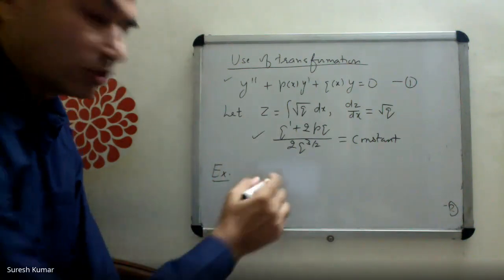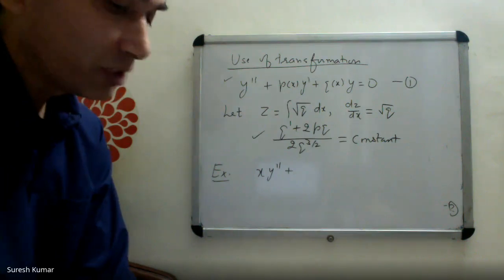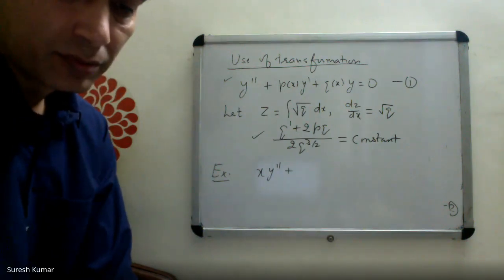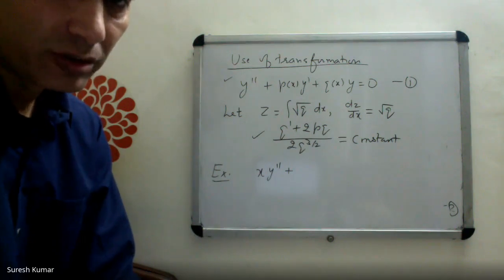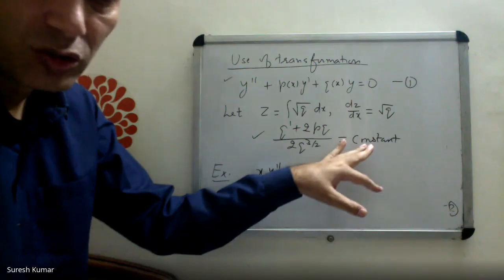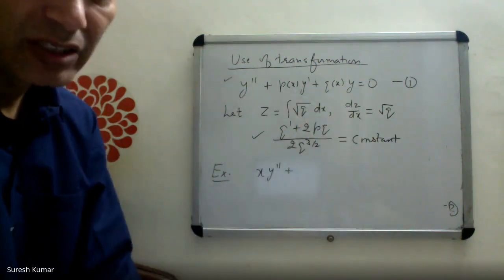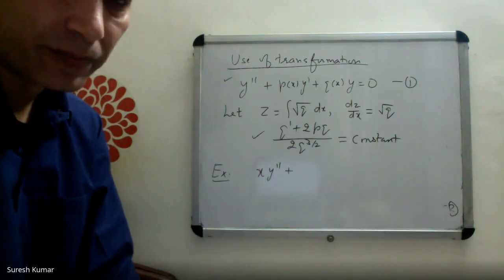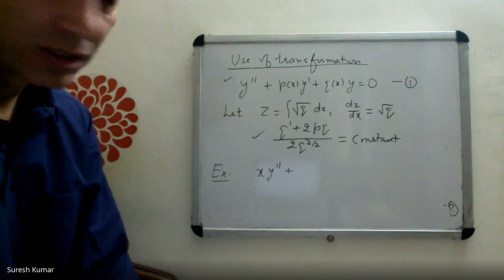Solve the differential equation x y double prime. So this term necessarily be constant, or it may not be? It may not be. We have found a general way of transforming the equation. But suppose your P and Q are such that this turns out to be a constant. In that case, it's helpful. Otherwise, it is not helpful. So only particular differential equations can be solved by using this.